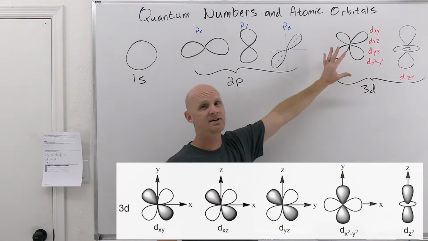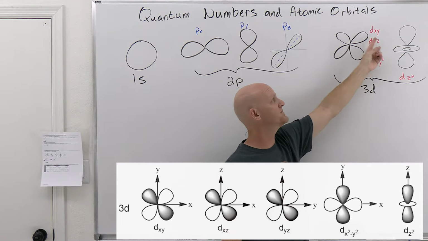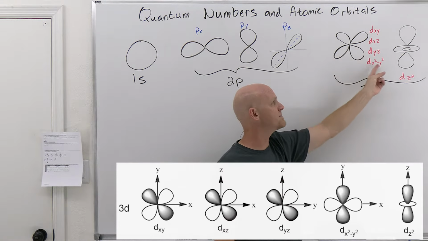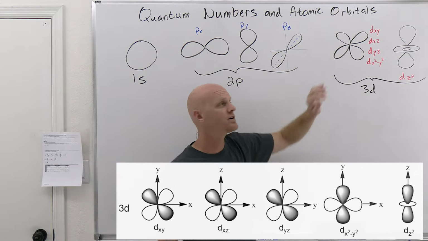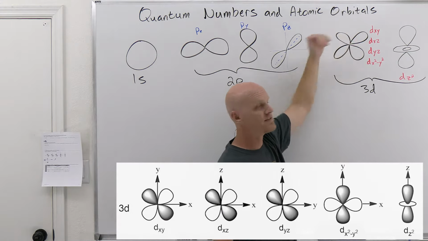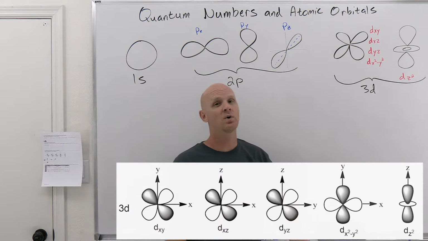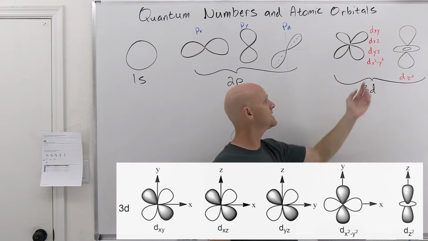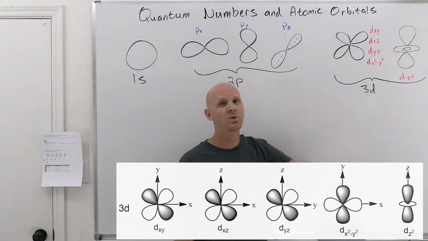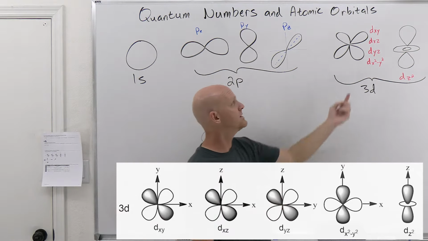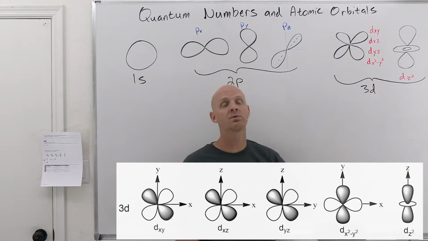For the d orbitals, I just got lazy and didn't draw them all, but 4 out of the 5 get labels: dxy, dxz, dyz, dx squared minus y squared. 4 out of the 5 look like a 4-leaf clover. What's going to be different, though, is how they're oriented in space. So dxy is in the xy plane, dxz in the xz plane, dyz is in the yz plane. And then dx squared minus y squared is also in the xy plane, but whereas dxy is in between the x and y axes, dx squared minus y squared would be right on the x and y axes.